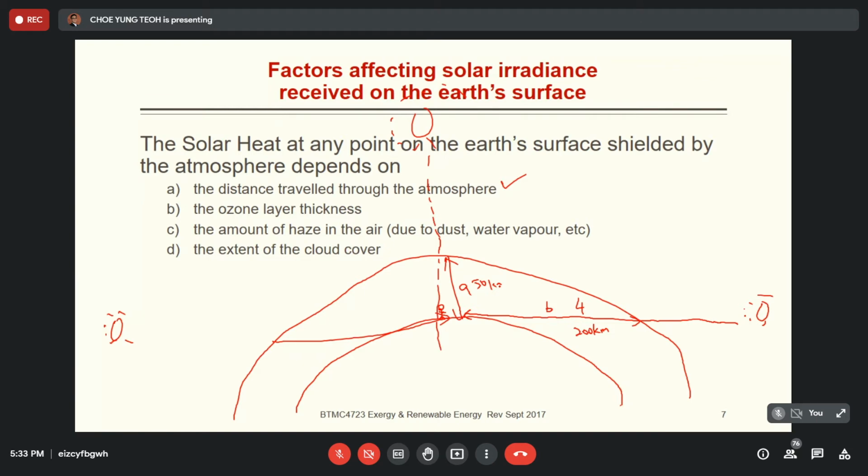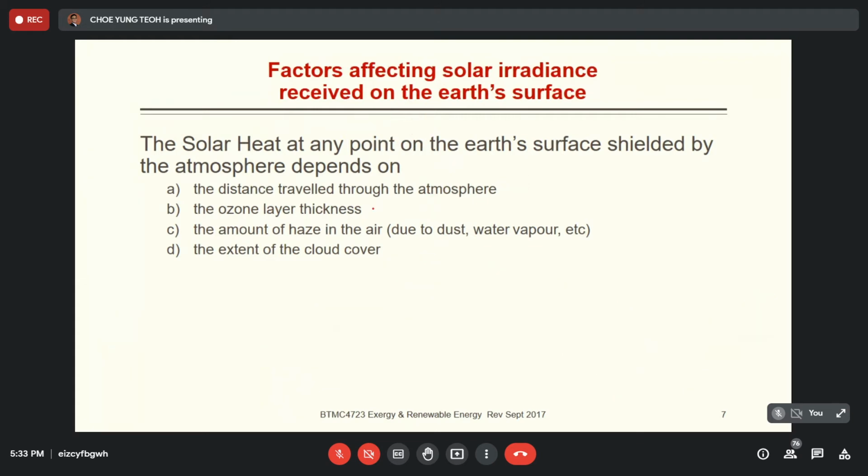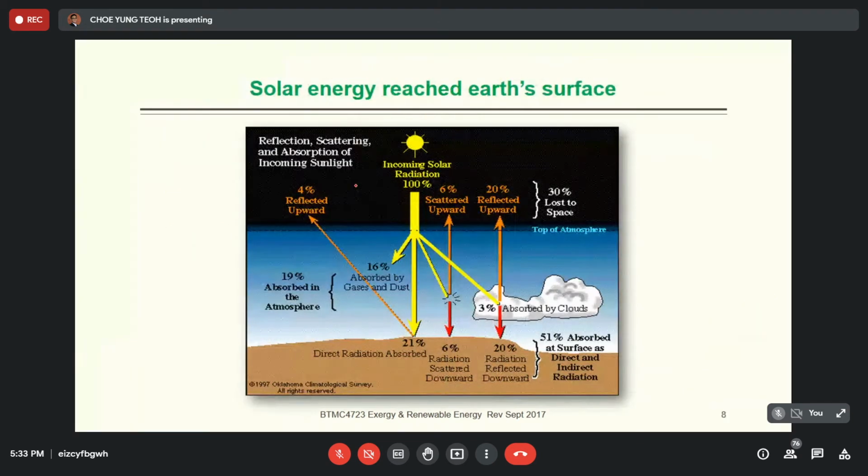Okay, so that the distance travelled will be different in that way. I will explain in more detail later, in the second part of the chapter. Then this is the solar energy reaching the Earth's surface. So you can see 100% of the sunlight from the top.